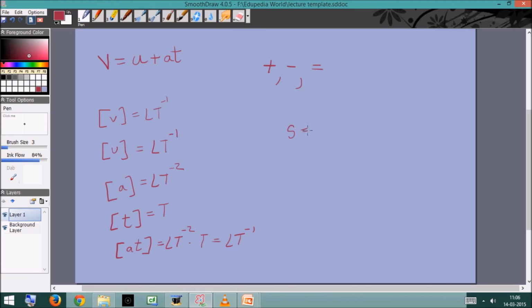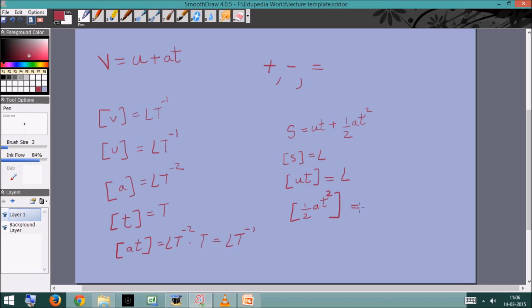Let's look at another equation which you've seen. S is equal to UT plus half AT square, right? So the dimensional formula of S is simply length, it is L. The dimensional formula of UT you can calculate from here: U is LT minus 1 and T is T. The dimensional formula of UT is L.